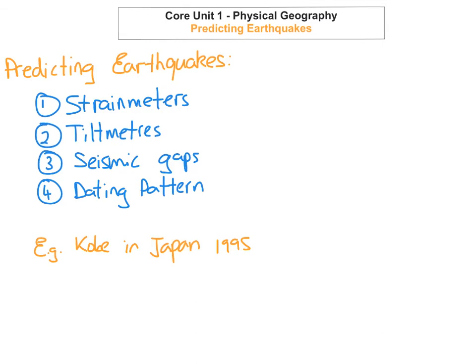Another way that they can look at predicting earthquakes and seismic activity is by monitoring animal behaviour. Animal behaviour can sometimes give a clear indication that an earthquake is going to take place. So this is something also to bear in mind. I'll just jot it up here. Animal behaviour.